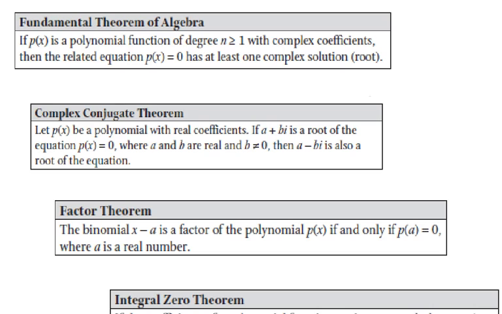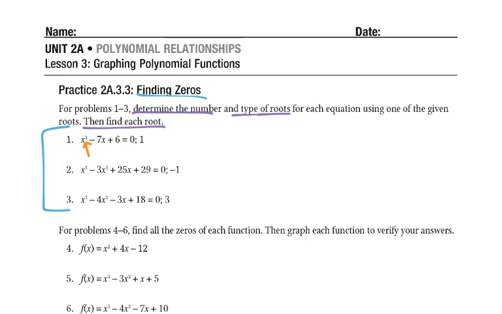Now, a few rules to remember. First of all, the fundamental theorem of algebra, which basically tells us that if we have a degree bigger than or equal to 1 with complex coefficients, then the related equation p of x equals 0 has at least one complex solution. Depending on the highest degree, that tells us how many roots we have.